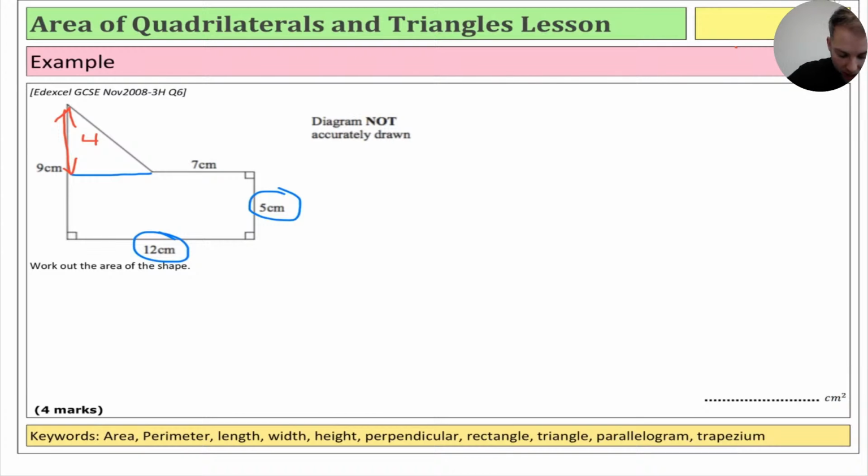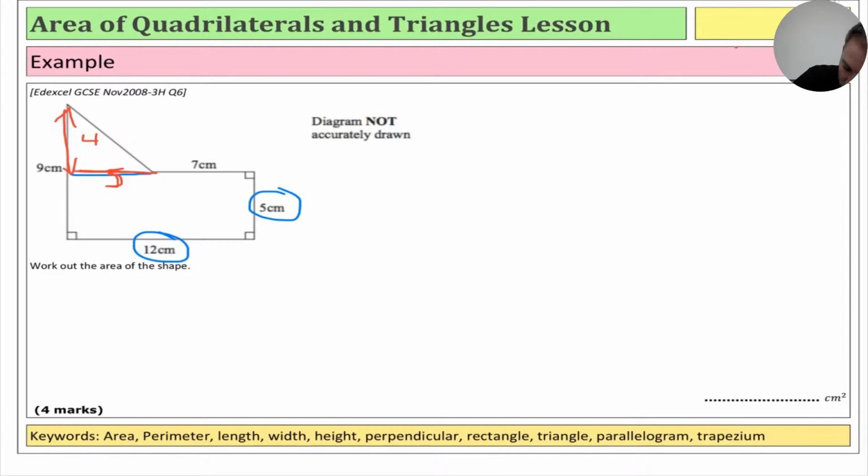In a very similar way, if you know it's 12 all the way across at the bottom, so this part here is 12, and this part here is 7, the base of this triangle is going to be 12 take away 7, which is equal to 5. Now that's tricky there.